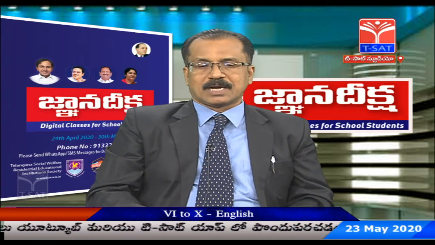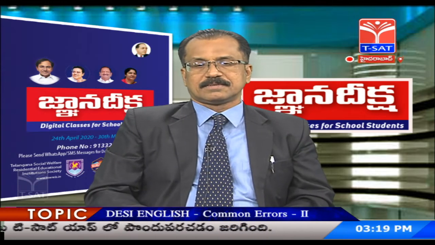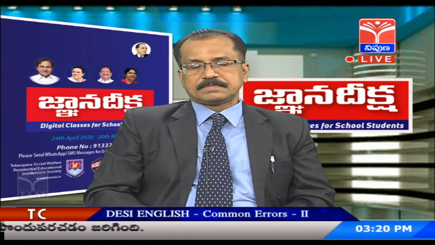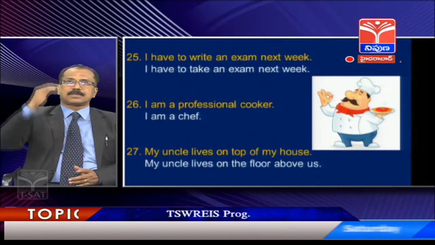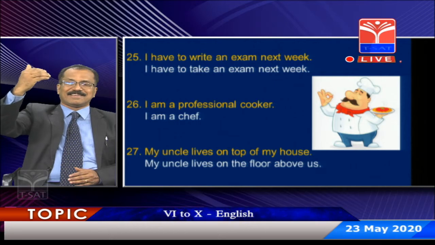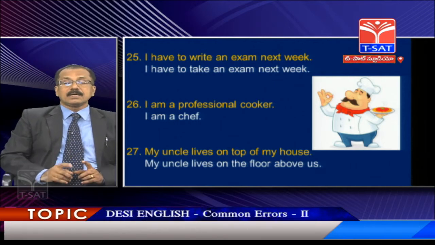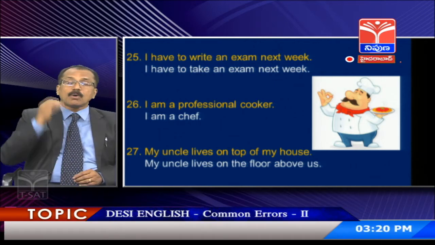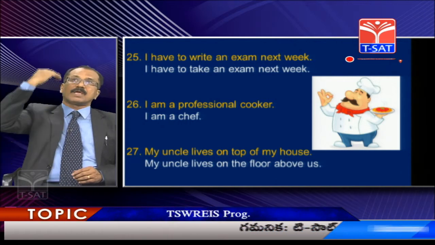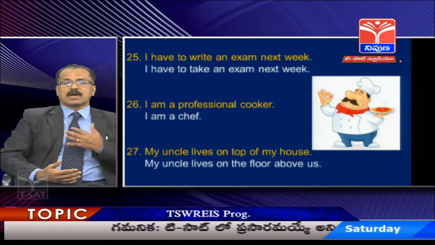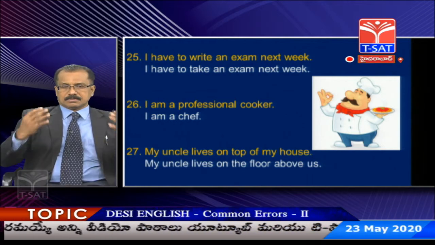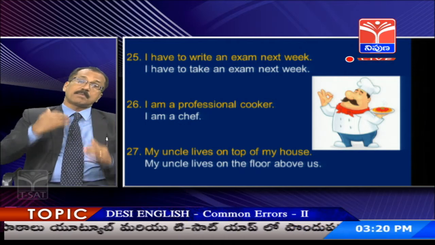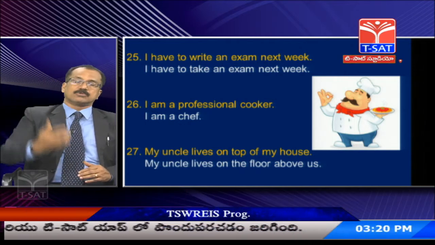Then it's very common. You want to say your uncle or auntie lives on the floor above. I heard people saying, my uncle lives on the top of my house. No, you should say, my uncle lives on the floor above us. Suppose you are on the second floor and he lives on the third floor. So my uncle lives on the floor above us, not above my house.